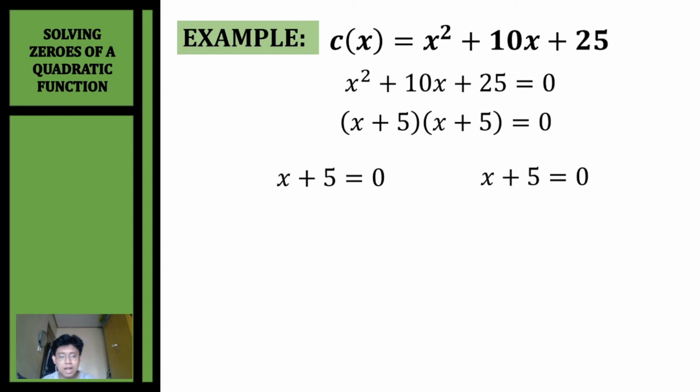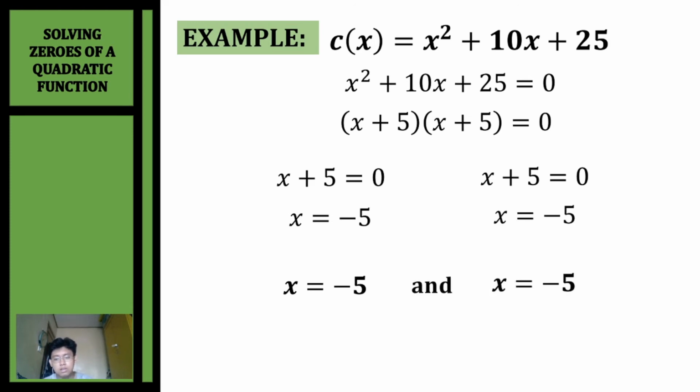Let's solve for the values of x of each equation. We have x plus 5 is equal to 0. Let's transfer positive 5 to the other side. So x is equal to negative 5. On the one on the right, we have x plus 5 is equal to 0. So let's transfer positive 5 to the other side. We will have x is equal to negative 5. Since we have the same values of x, the zero of our quadratic function will just be negative 5.